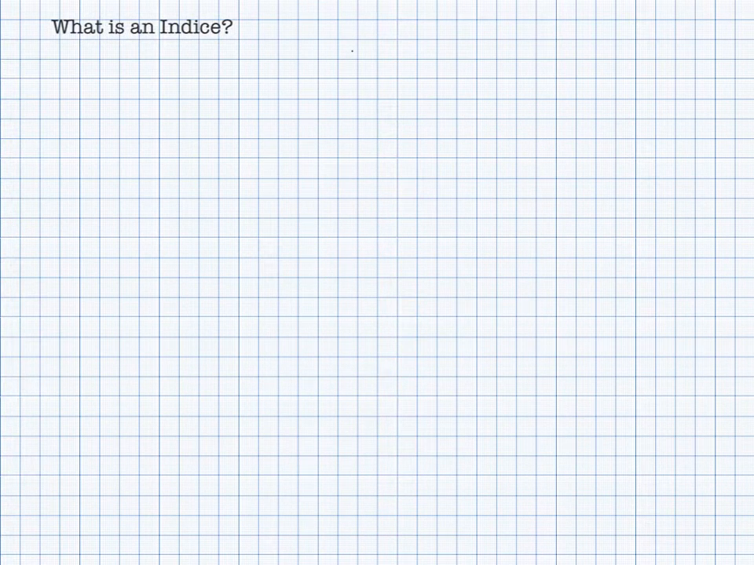So what are you going to be asked to do with an indice number? If you do have a number like 2 to the power of 4, you might be asked to expand it, and all they want you to do there is just write it out in its expanded form. So we get rid of that index number up here and we just write it out using the bases along that way. So that's an expanded form.